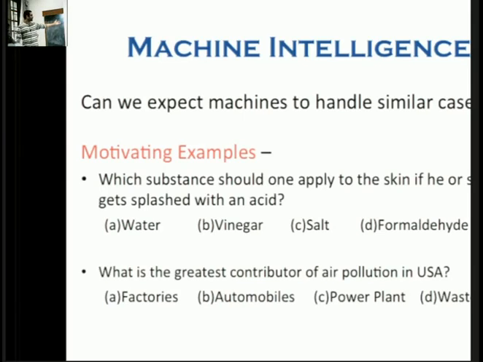Similarly, for this second question, if you wanted to know which is the greatest air pollution source, any guess? Again, you will have to know this for a fact, that it is the automobile industry which is causing a lot of pollution in the United States. But if you did not know this as a fact, can you still somehow gather statistics from other web sources and maybe conclude this answer?